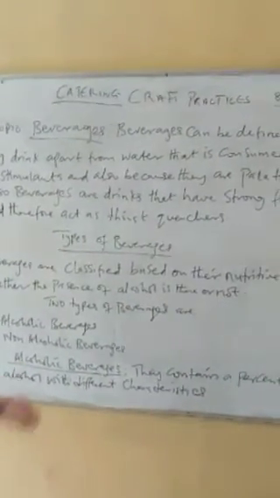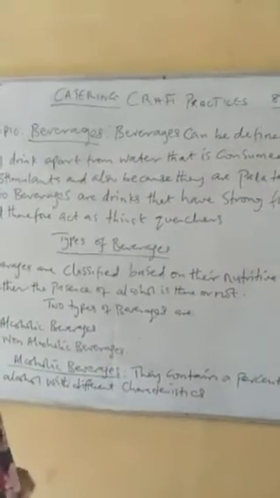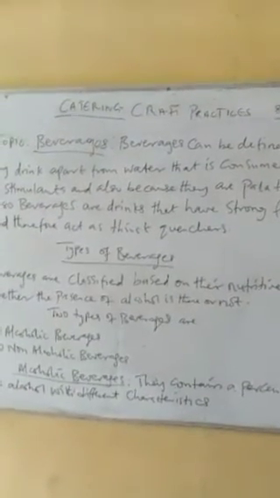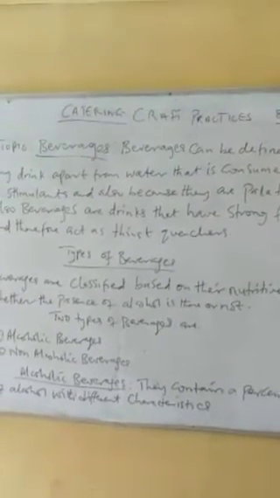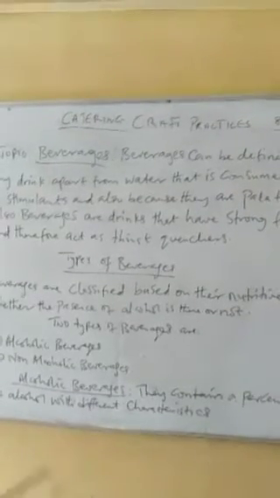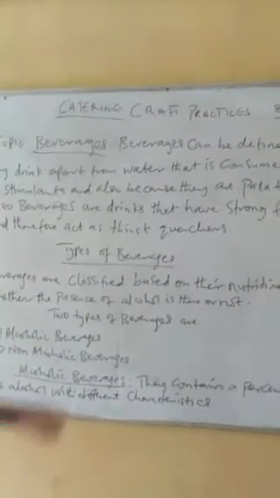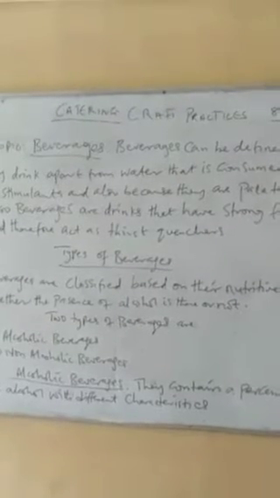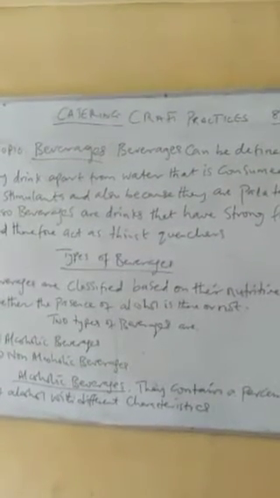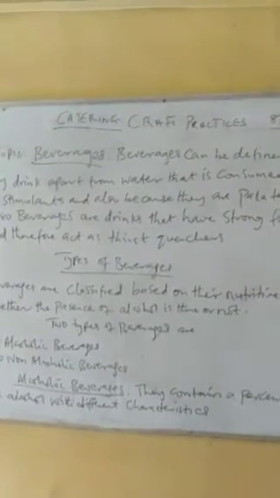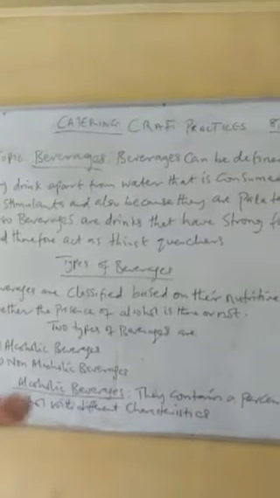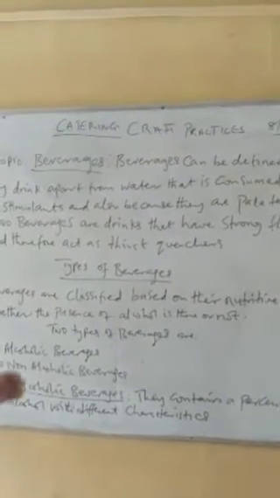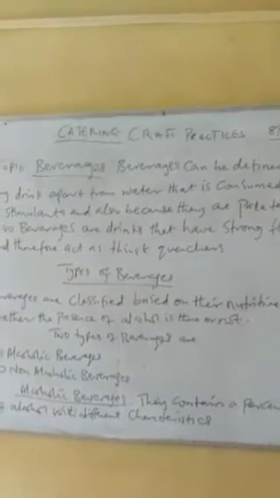So when we are discussing alcoholic beverages, we say that they contain a percentage of alcohol with different characteristics. They contain alcohol and pass through some secondary fermentation. That's why in consuming it, one has to be careful, because if care is not taken, you will meet yourself somewhere you do not want. So that is alcohol for you.